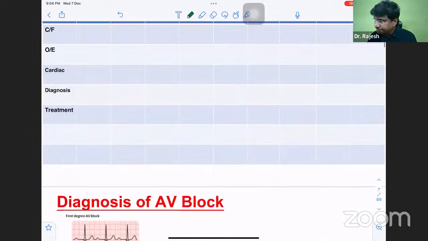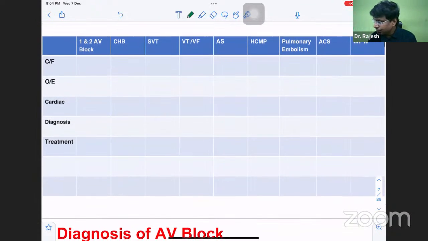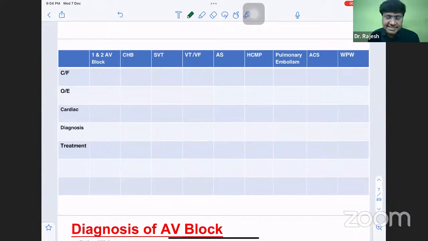Now, I will try to summarize all the cardiac etiologies which will be causing syncopal attack. How will you diagnose and how will you treat those conditions? All that we will discuss now. So what are those cardiac conditions? One is complete heart block. Next is supraventricular tachycardia, VT or VF, aortic stenosis, hypertrophic cardiomyopathy, pulmonary embolism, acute coronary syndrome, and as well as the WPW syndrome. And first and second degree AV blocks don't cause any syncopal attack.